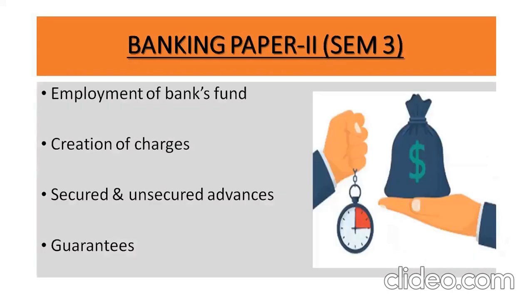Moving further, for banking paper 2 in semester 3, the topics are broadly divided into 4 parts, such as employment of banks' funds, the lending policies that banks will have to observe, and where the bank would employ its funds in forms of loans and advances. Creation of charges such as hypothecation, mortgage, pledge, etc. The type of loans and advances provided by banks, namely secured and unsecured, the risk factor involved in the unsecured loans, and the guarantees to be given thereafter.